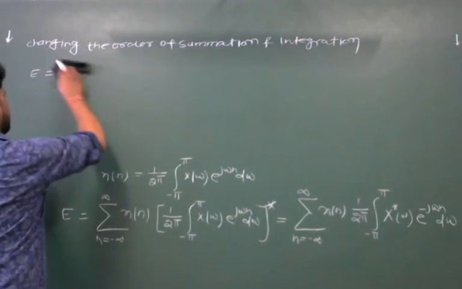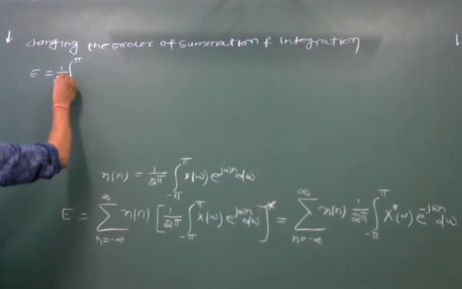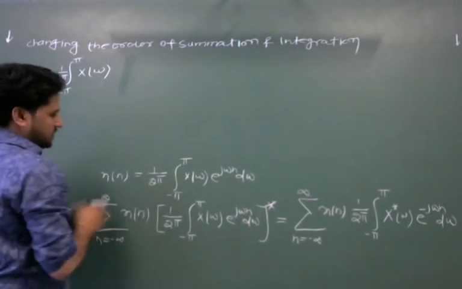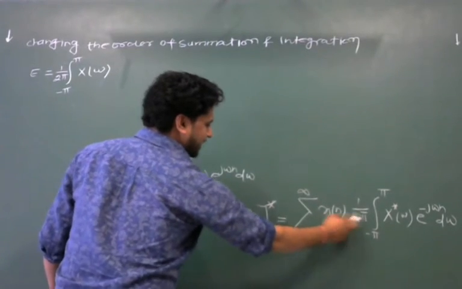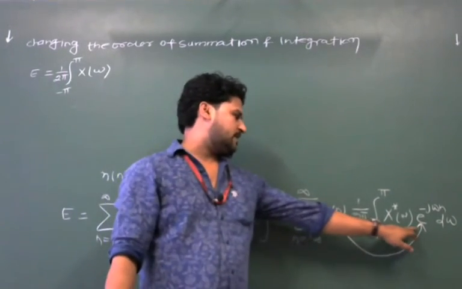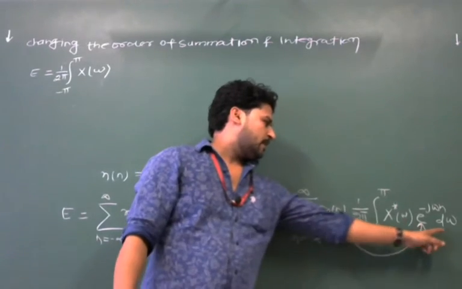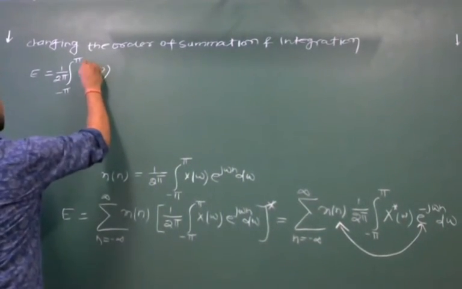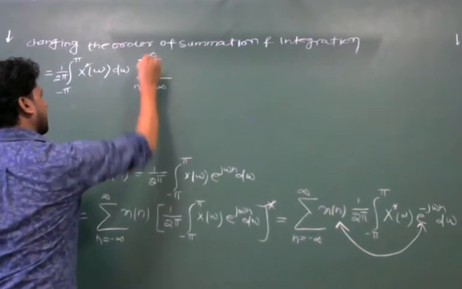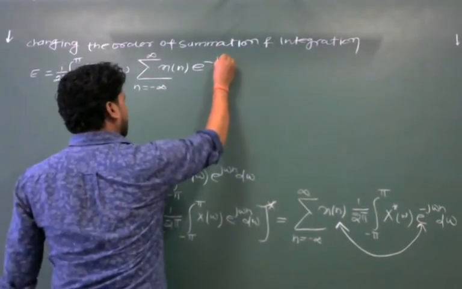or we can write in this way. This will become integration from minus pi to pi, here 1 upon 2 pi is here, X of omega integration. This is not integration, this is a different summation of x[n], and I will combine these two terms: x[n] with e power minus j omega n with this summation, and this will be separated, 1 upon 2 pi X star of omega d omega. This will be separated. So I will write here d omega into sigma n from minus infinity to plus infinity x[n] e power minus j omega n.